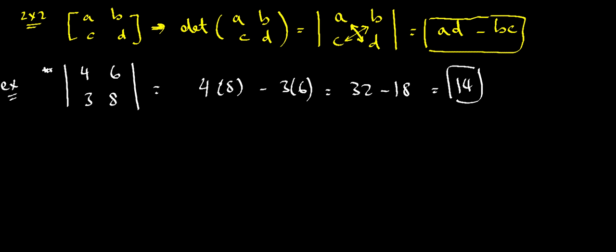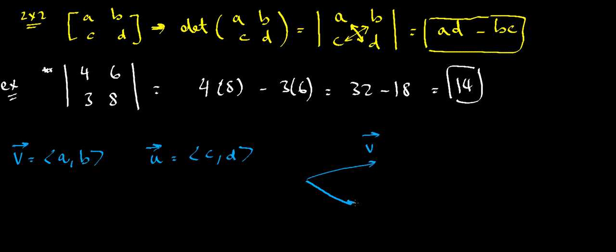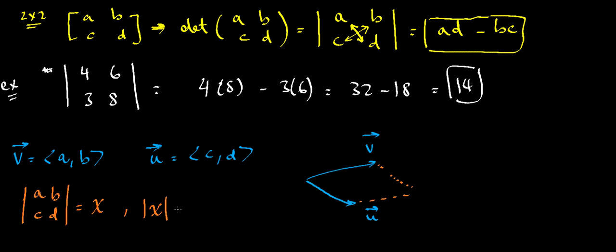Now, what does the determinant of a matrix represent? Well, let's see. Given two vectors, vector v with the components a, b, vector u with the components c, d. If you draw these vectors, let's call this v, let's call this u. These two vectors over here define a parallelogram. So if you draw extension lines, they create a parallelogram. And the determinant of this matrix created by these two vectors is going to give you a number. Let's call it x. Then the absolute value of this number is going to be the area of the parallelogram.